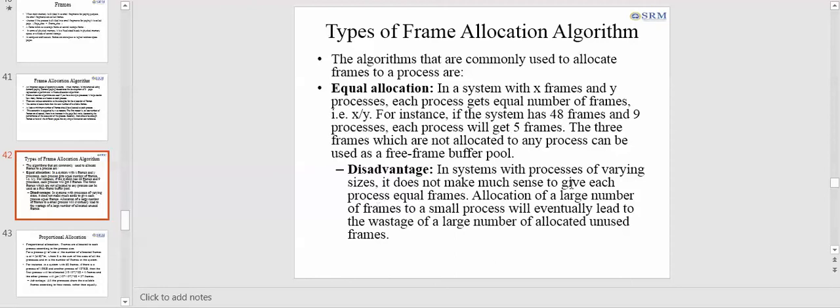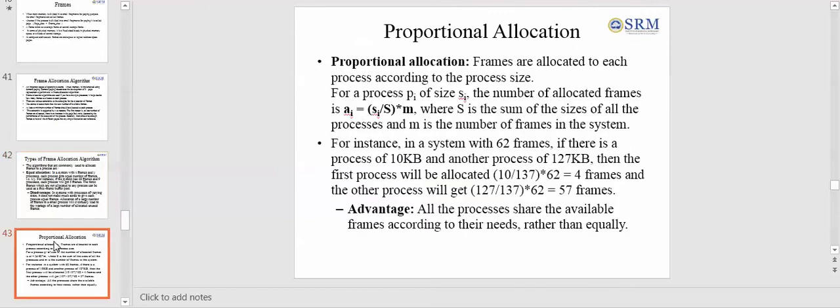In a system with processes of varying size, it does not make sense to give each process equal frames. Allocation of a large number of frames to a small process will eventually lead to the wastage of a large number of allocated and unused frames. Exactly, because even if it has excess, it cannot be released to the frame buffer pool. So that is why wastage is happening there. Next, to overcome this, we have the proportional allocation algorithm.